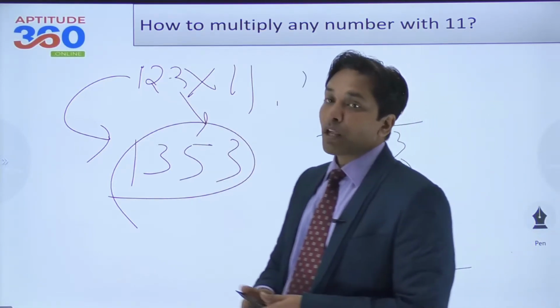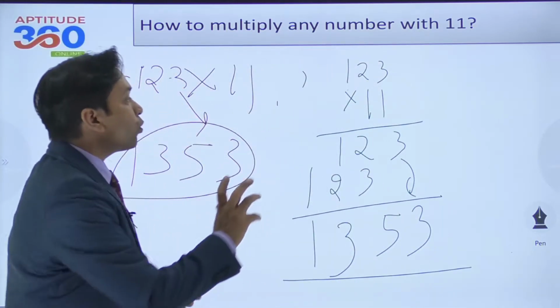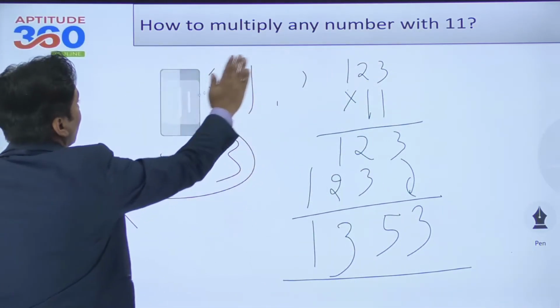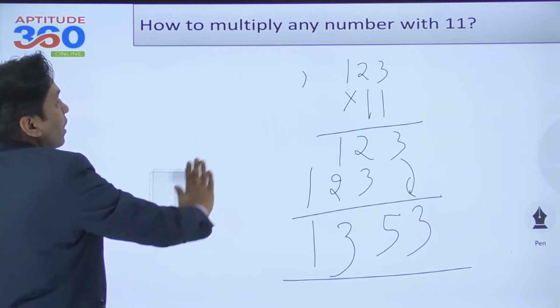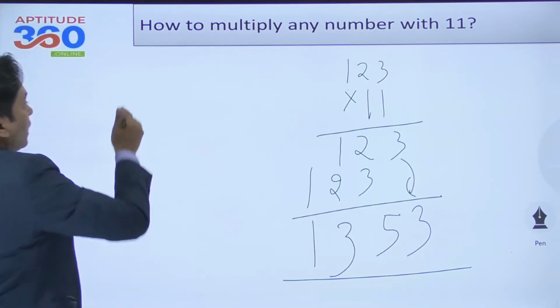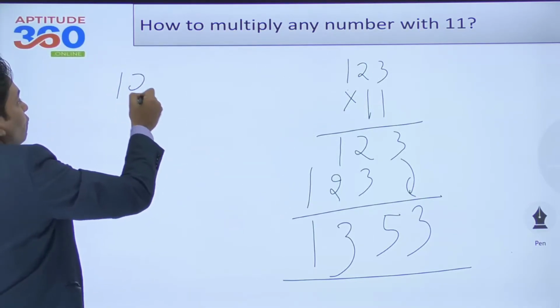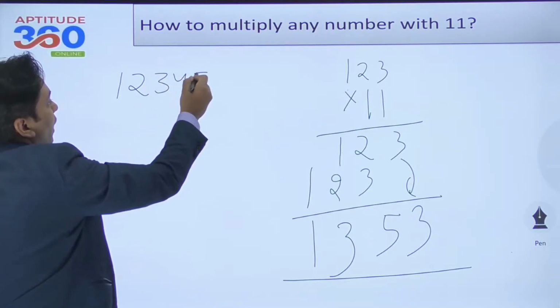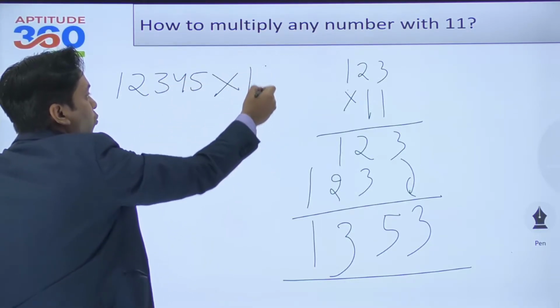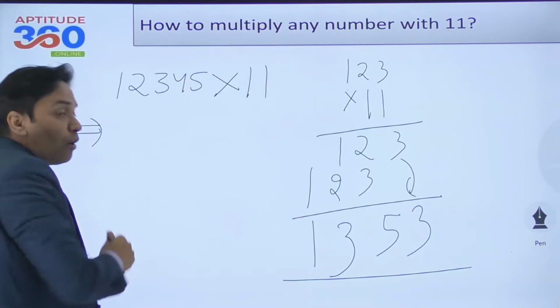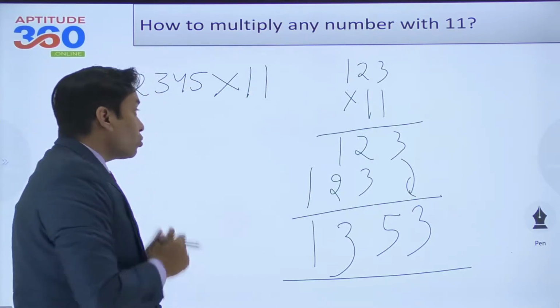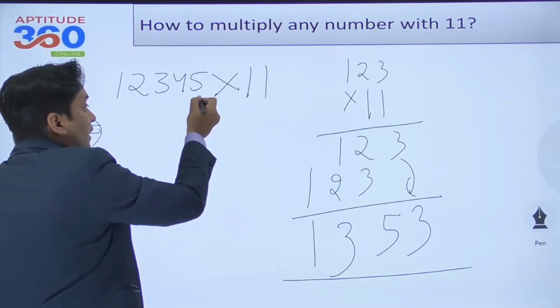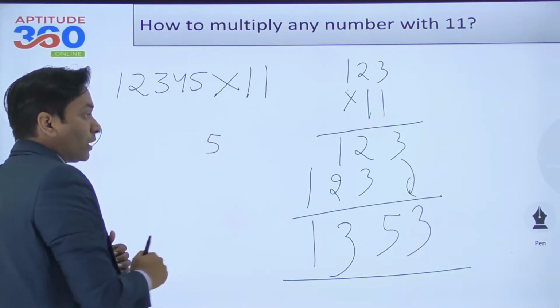Is that okay? So what you have to do when you're multiplying any number with 11, be very careful. Say I am going to multiply 12345 with 11 in one line. How am I going to do that? So I will be writing 5. Is that okay?